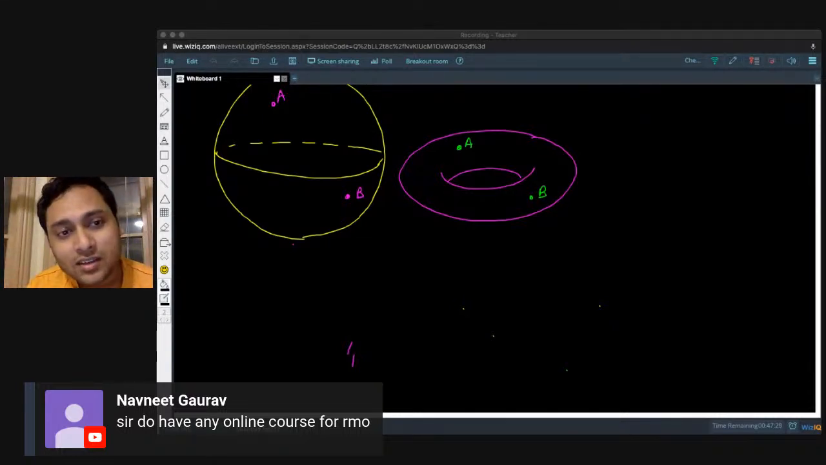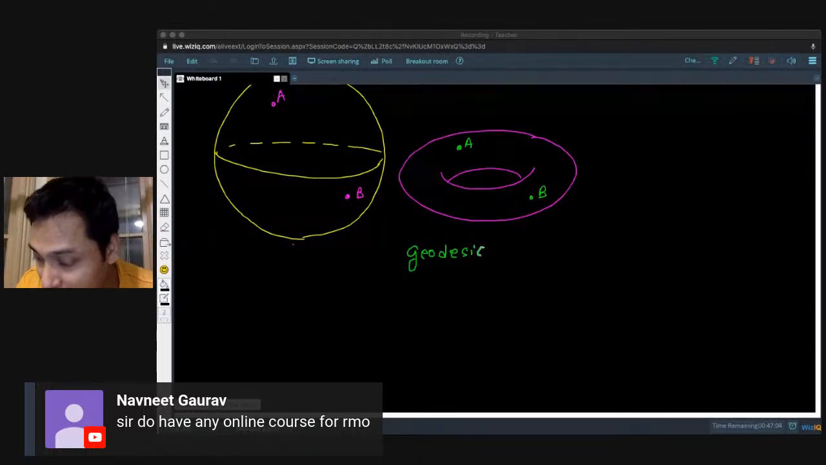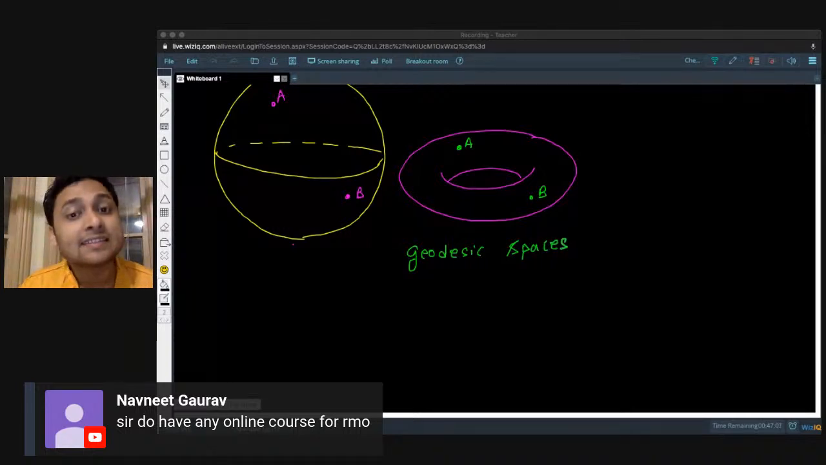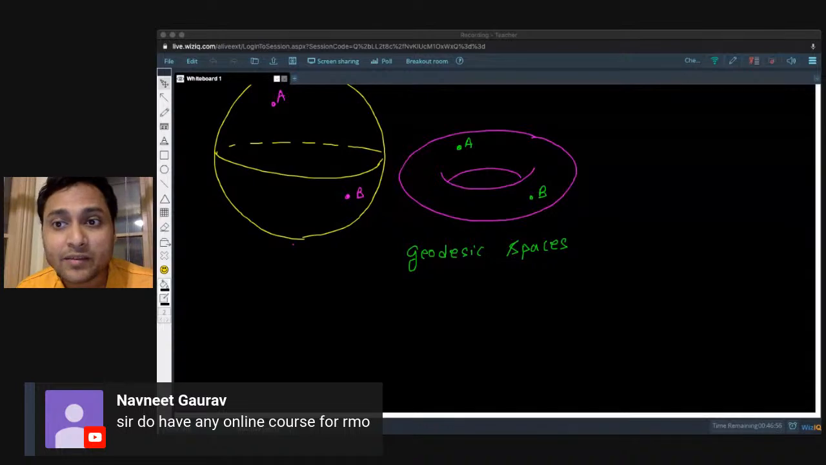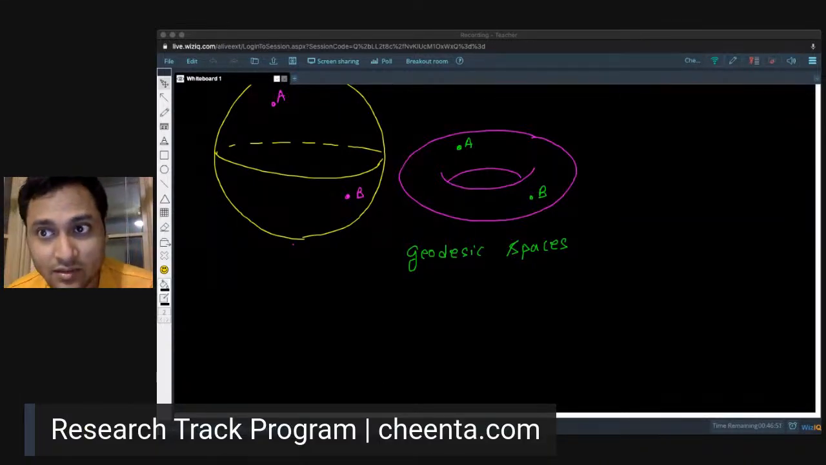This is a question that people have wondered over and over again. And in fact, not all spaces will have this kind of shortest paths. In some spaces, you can talk about shortest paths, and then they are called geodesic spaces. And in some spaces, you cannot talk about shortest paths. Those spaces are called non-geodesic spaces.